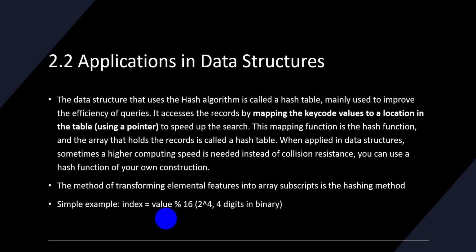For applications in data structures, the data structure that uses the hash algorithm is called a hash table, mainly used to improve the efficiency of queries. It accesses the records by mapping the key code values to a location in the table using a pointer to speed up the search. The mapping function is the hash function, and the array that holds the records is called a hash table. When applied in data structures, sometimes a higher computing speed is needed instead of collision resistance, so you can use a hash function of your own construction.